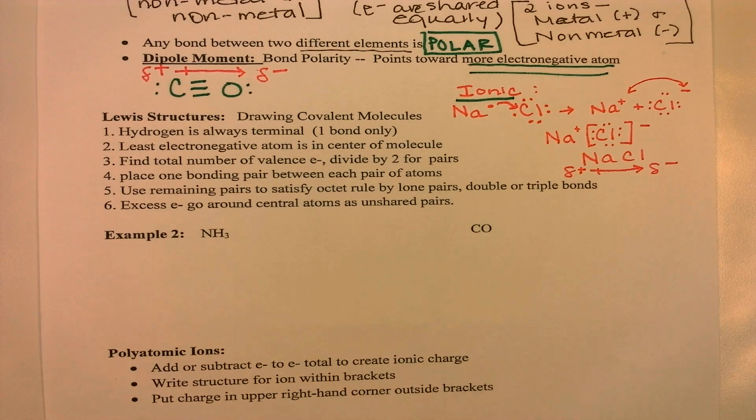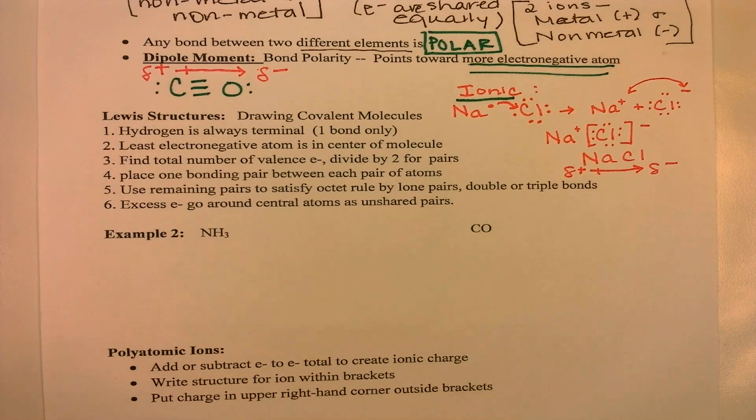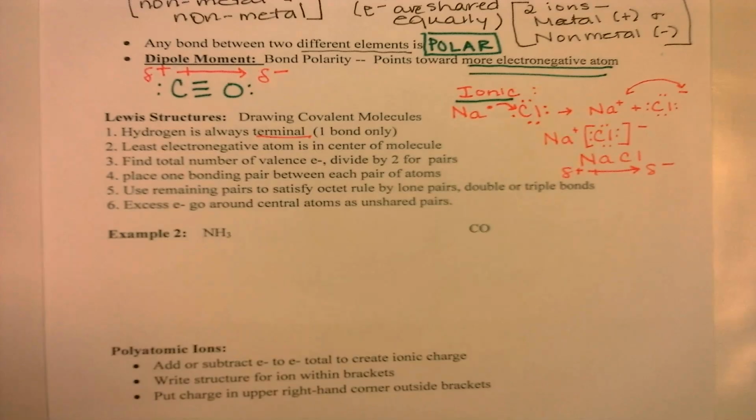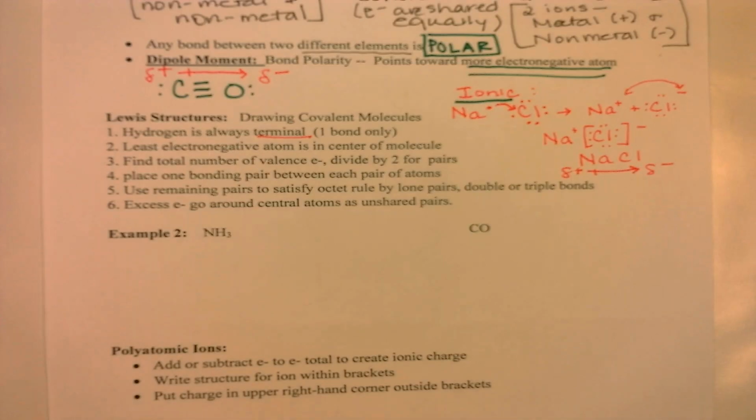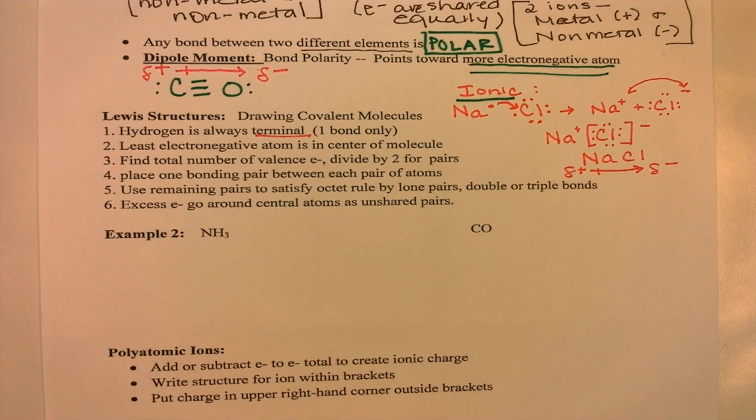But with covalent, we don't have a transfer of electrons. So how do we do Lewis dot structures? I have very specific steps, and we're going to do a couple practice problems using these very specific steps, okay? First, hydrogen is always terminal, meaning it's always the end of the line. That's what terminal means, like a train terminal. And it can only have 1 bond because it only has 1 electron. So therefore, it has to be terminal, right? Because it can't have anything else attached to it.